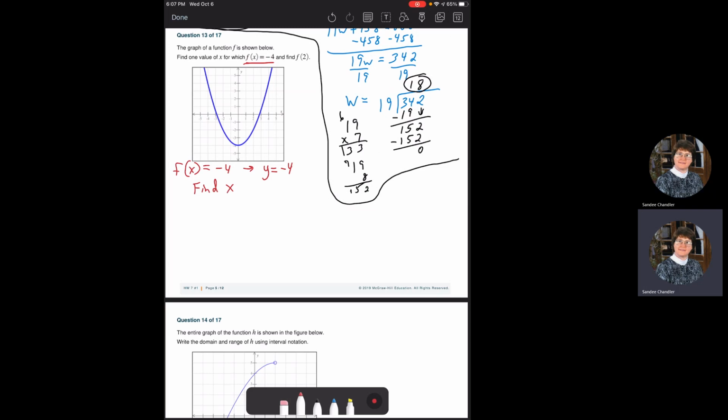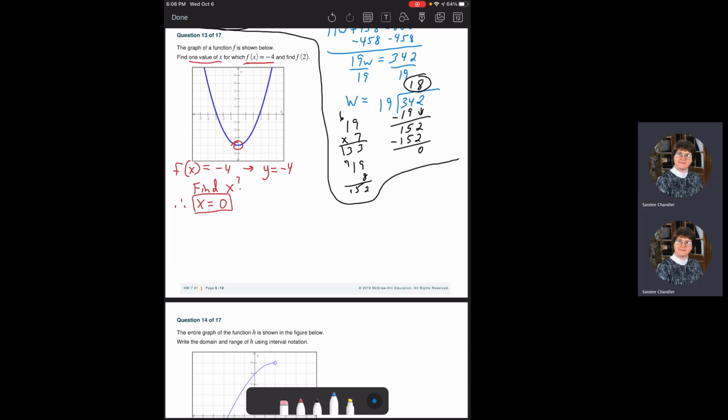It says we only need one value of x, because when y is -4, that's the only place it crosses. So therefore, x equals 0 because it's right on the axis, right? All right, that's the first piece.